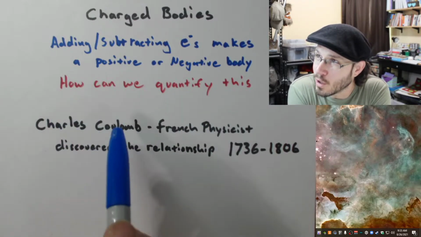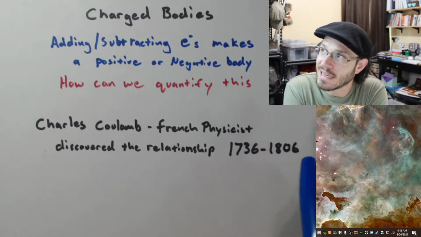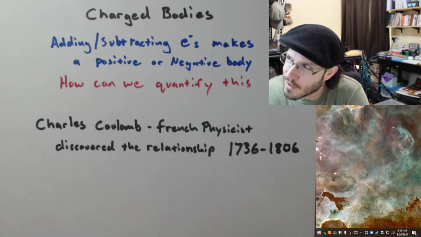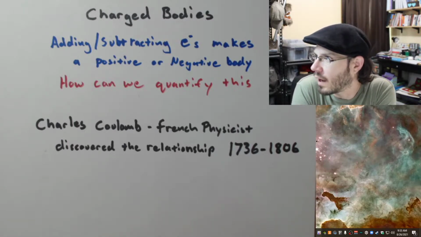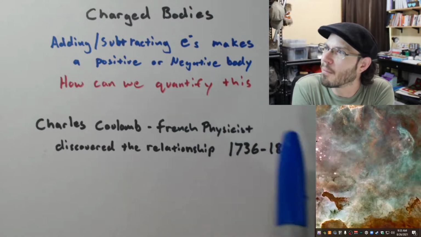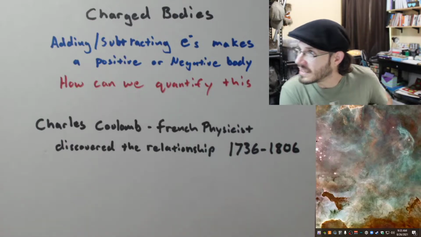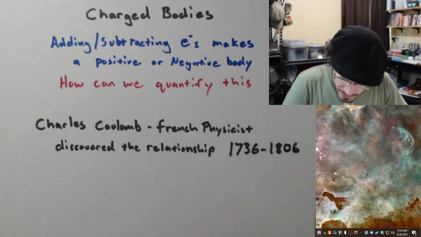But Charles Coulomb did all of this work from 1736 to 1806. So let's see, we're in 2021, I guess. So go back 100 years. Okay, go back another 100 years. Okay, go back a little bit more and you're in Coulomb's time. Okay, so let's see. How do we do this?